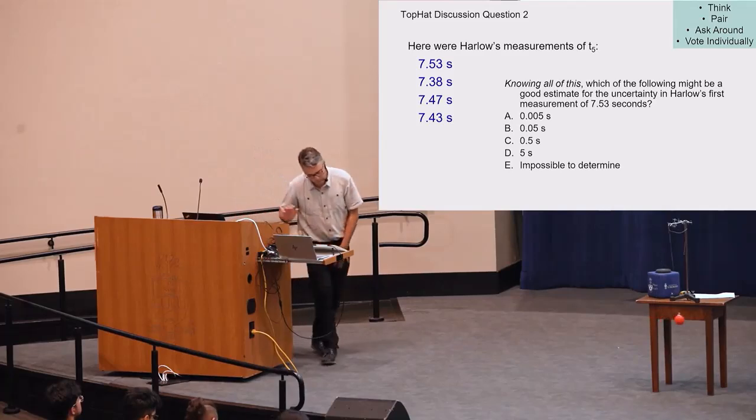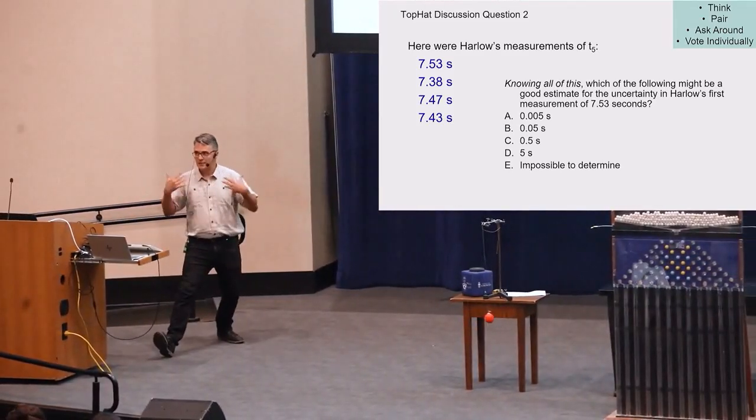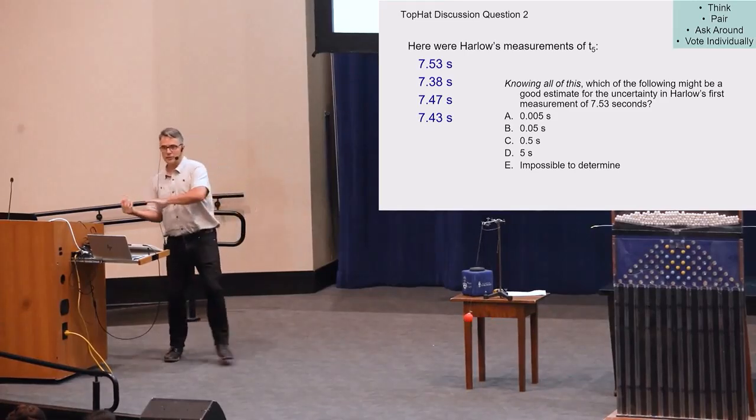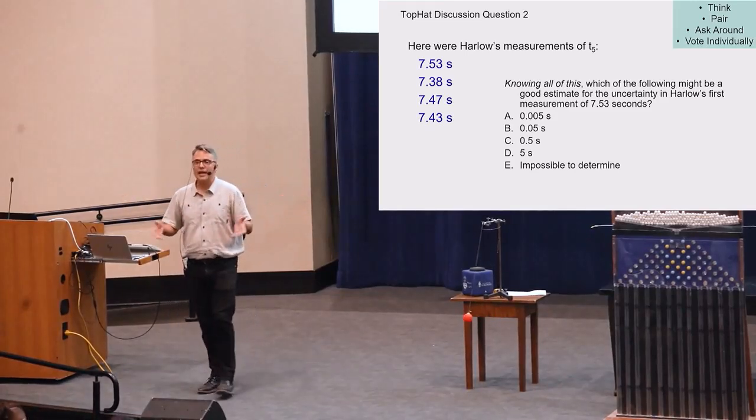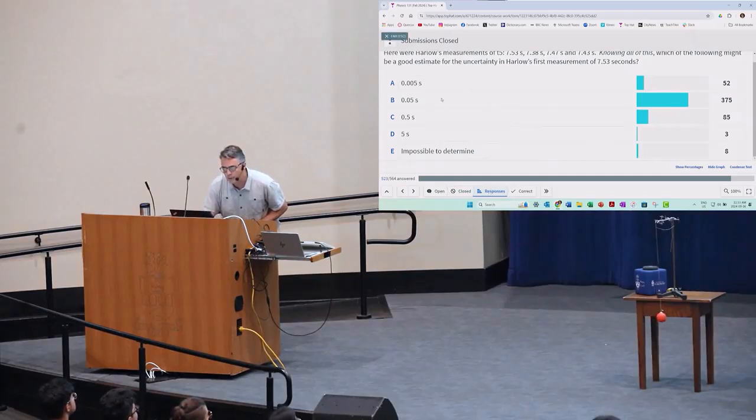It should show up on your phone. Here's my measurements. Knowing all of this now, we're looking back in hindsight, and we're wondering what we should have written down as the uncertainty on each of those time measurements. Most people were saying B, 0.05 seconds.